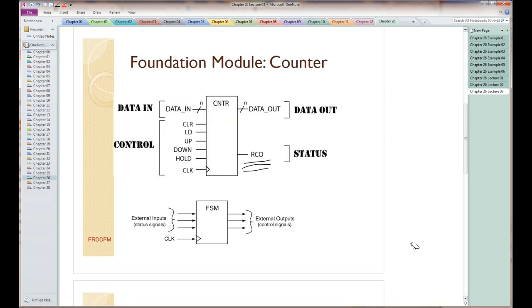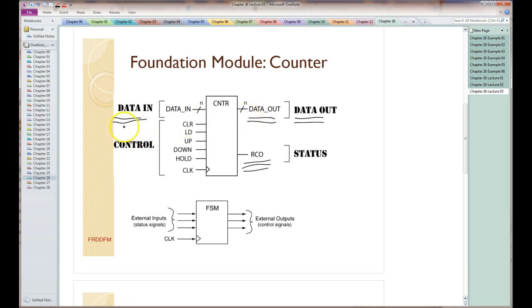So this is the foundation module for a counter. Typically we have data coming in, data coming out, not always for either of those. So the data coming in is data that we can load into this counter. Once we load it into that counter, or latch it into the memory in that counter, remember it's a register, that data appears on the data output.